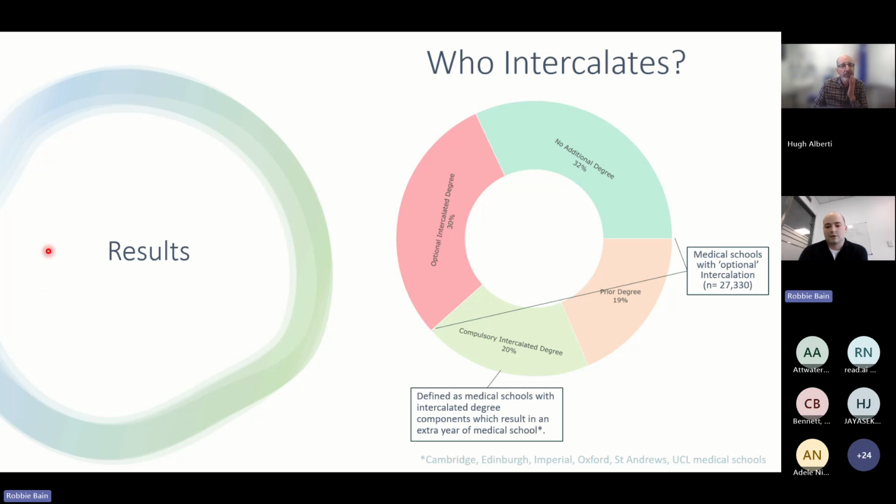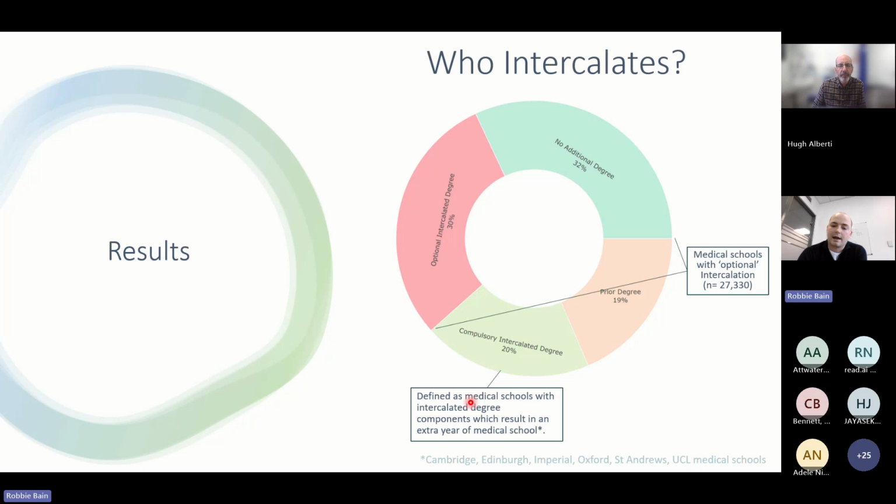So results wise, let's talk a little bit about who intercalates. What we did here was take the people who didn't have compulsory intercalation, so people who went to medical school with an option to intercalate. I know intercalation is not an option for everyone, particularly around funding constraints, which is worth thinking about, but we've used the term optional.